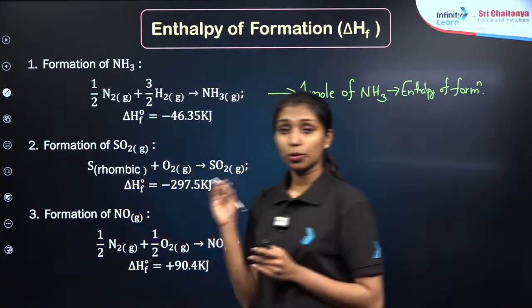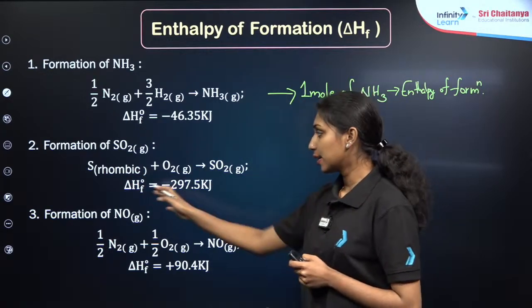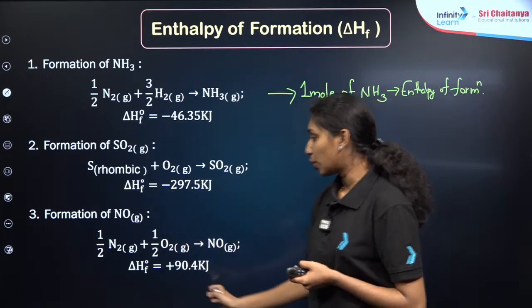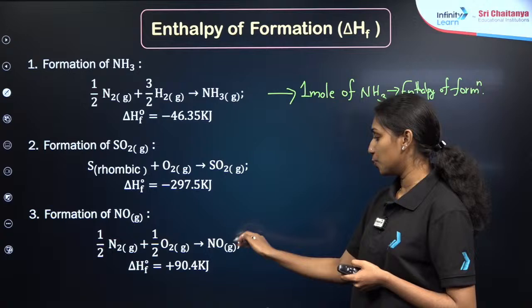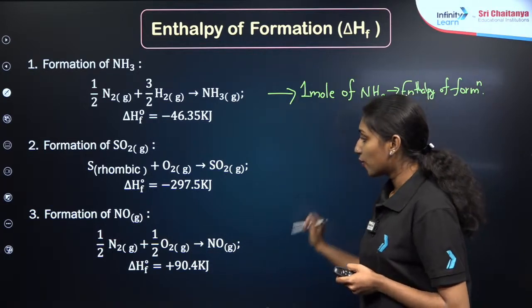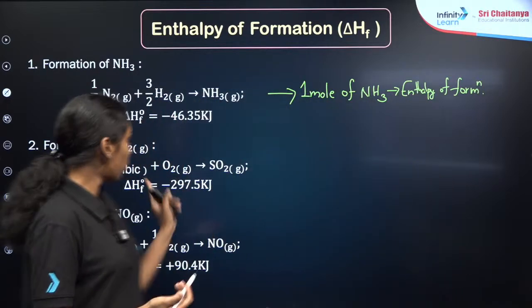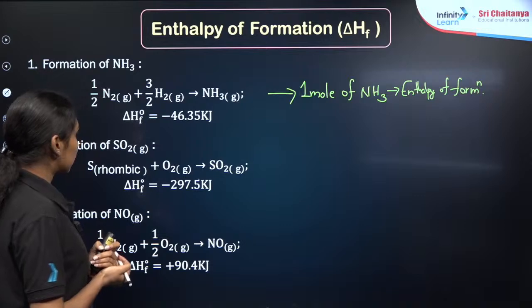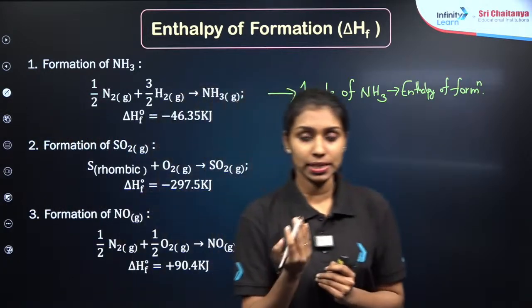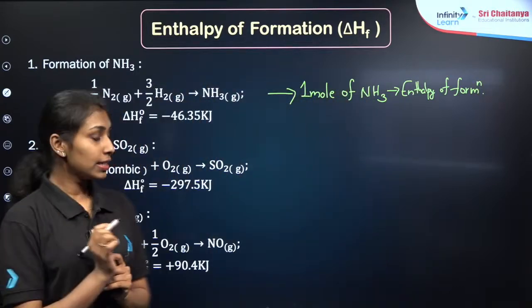The next example is about the formation of the SO2 molecule. S rhombic plus O2 gives SO2 gas. Delta H formation is negative 297.5 kilojoule. Then for the NO molecule, half N2 plus half O2 gives NO gas. Delta H formation is equal to plus 90.4 kilojoule. So as you can see over here, the enthalpy of formation can be positive or negative depending upon the processes, right? The main thing you have to note is that whenever we are discussing the standard enthalpy of formation, the product formed should be 1 mole of substance, 1 mole of product, right?